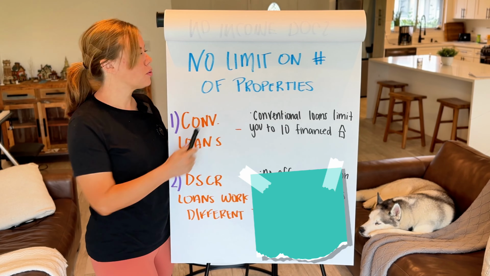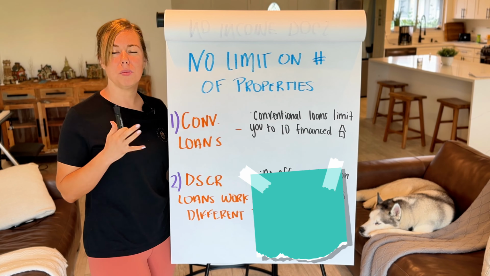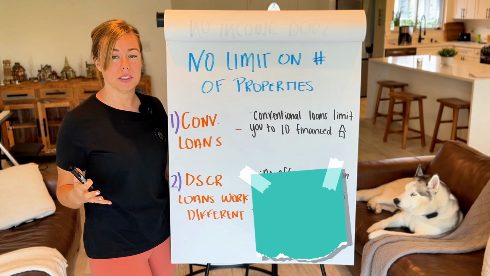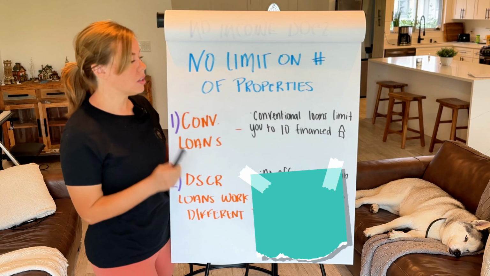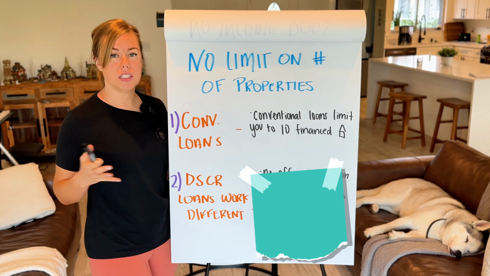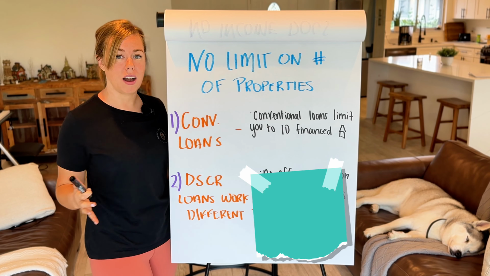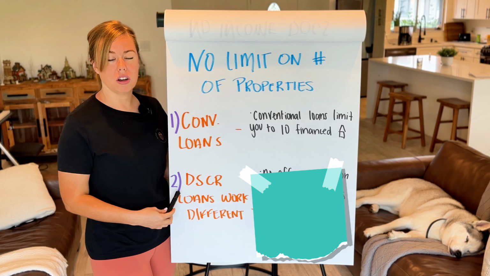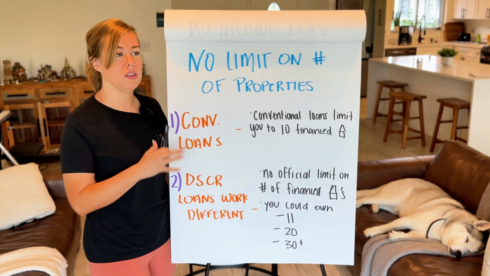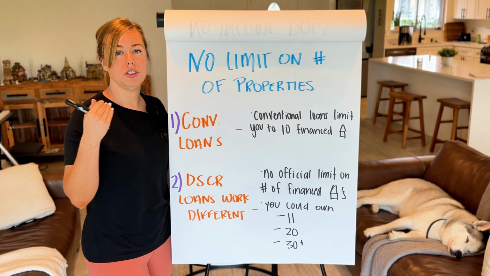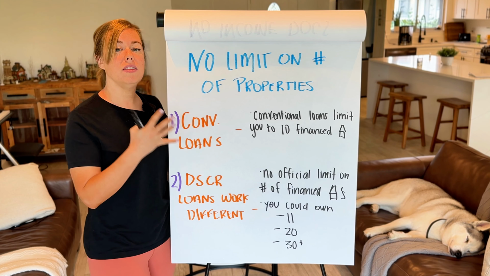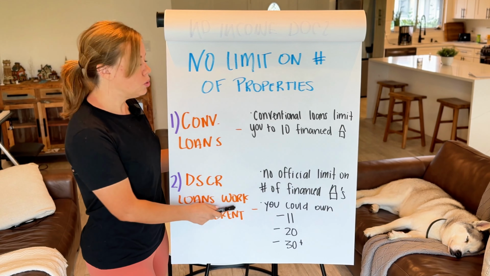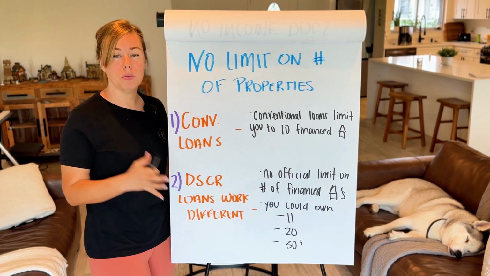And the second pro is there's no limit on the number of properties that you can have financed at one time. Because when it comes to conventional loans, normally the banks only allow you to finance up to 10 properties at a time. And with DSCR loans, again, there's no official limit. You can have 11 properties, you can have 25 properties, you can have 50 properties financed at one time, and they do not cap you at a certain amount, which really helps investors scale faster.